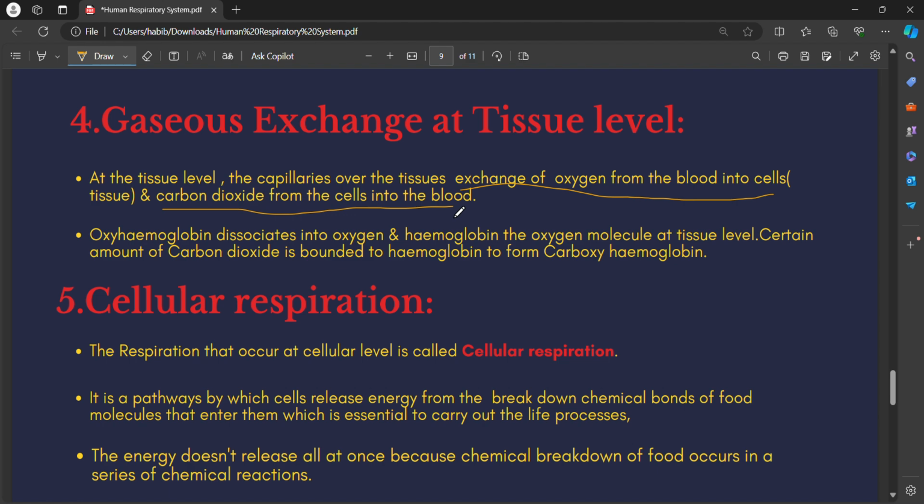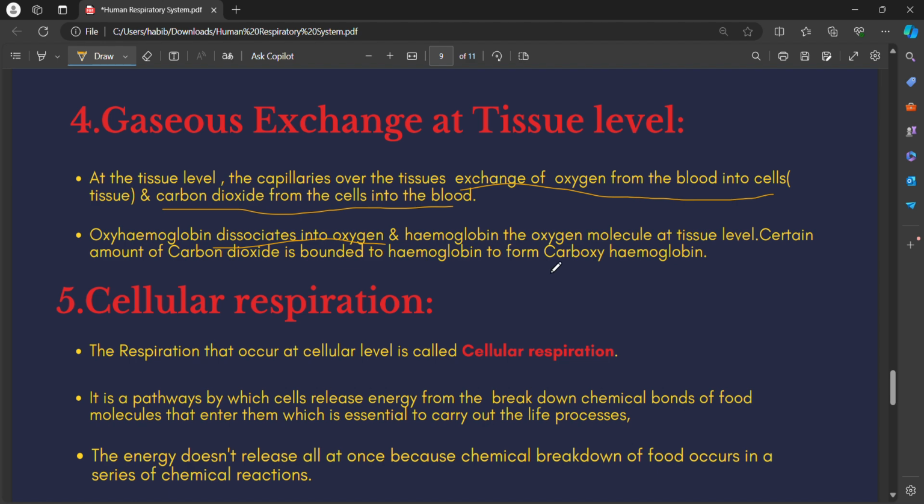And similar goes with carbon dioxide. Carbon dioxide, which is a byproduct of respiration, will be released from the cells and enter into the blood. And which blood capillary? Again, it's the vein. So oxyhemoglobin will be dissociated, right, into oxygen and hemoglobin. At the tissue level, a certain amount of carbon dioxide is bonded to hemoglobin. You already know the other two types which we have just learned.